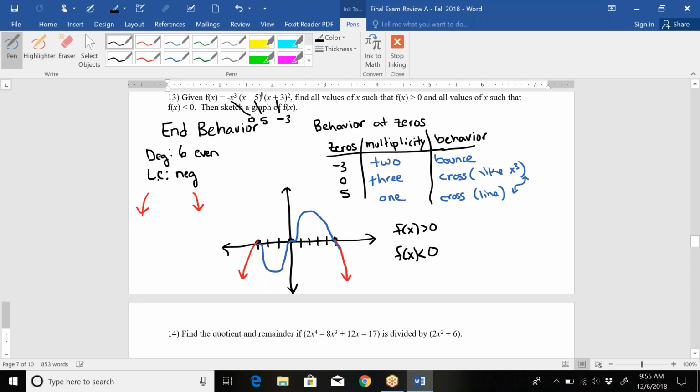So from negative infinity to negative 3, our red part was below the x-axis, so that's less than. From negative 3 to 0, which is the next x-intercept, we're still below. From 0 to 5, we're above the x-axis. And from 5 to infinity, we're back below. Notice we are connecting all of these broken pieces by a union.